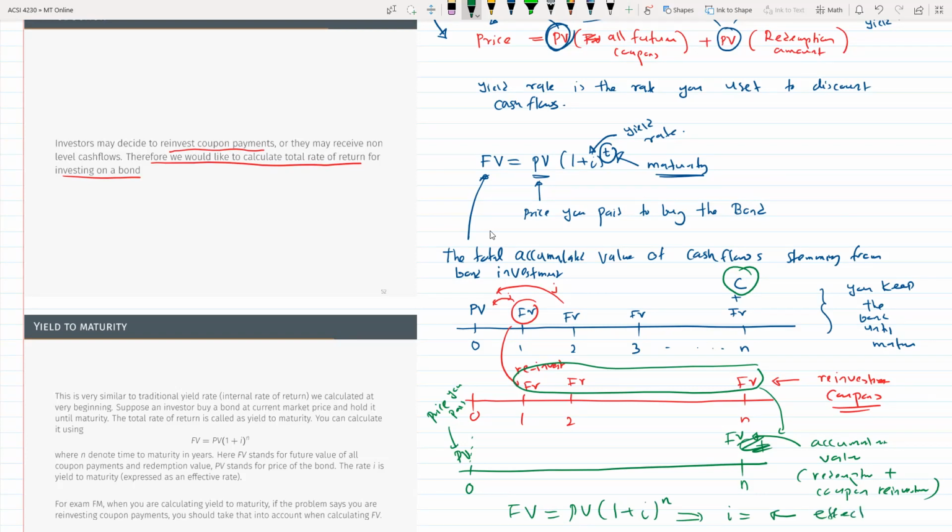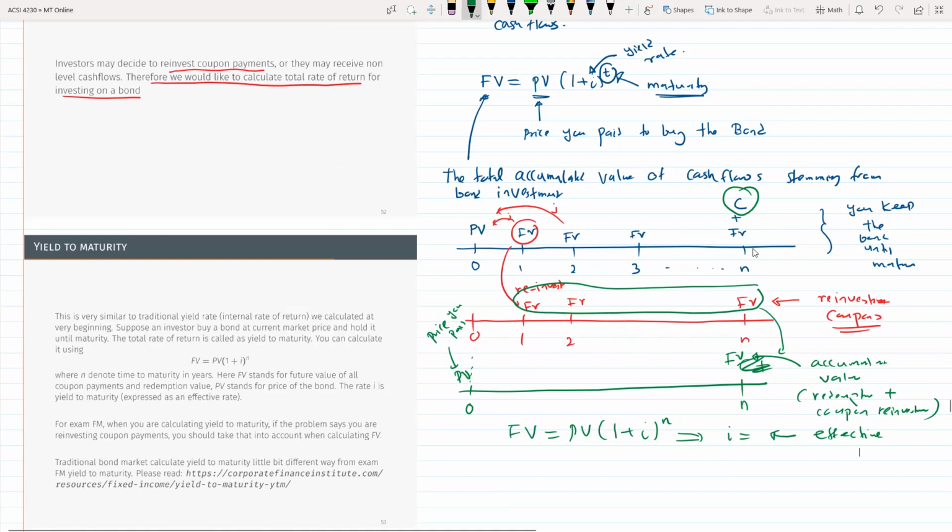It can be 6 months if you have a 6-month time frame, or it can be annual, so you have to adjust based on your requirement, but it is the effective yield rate per time unit. The time unit you have to adjust based on the question itself. So this is the approach.